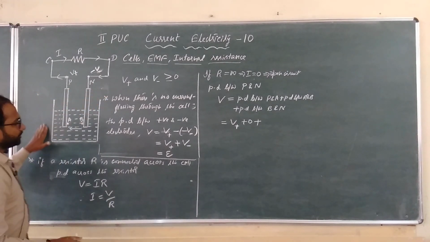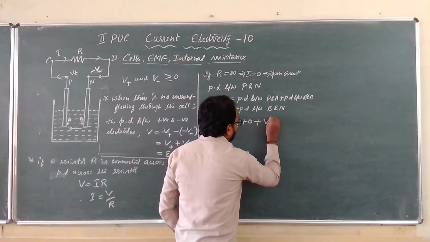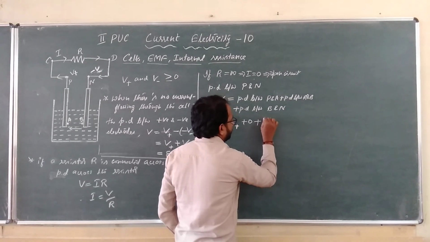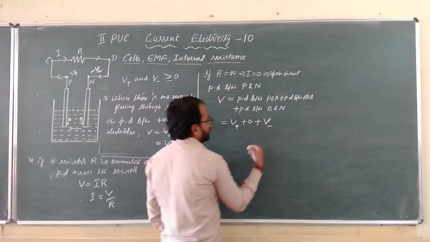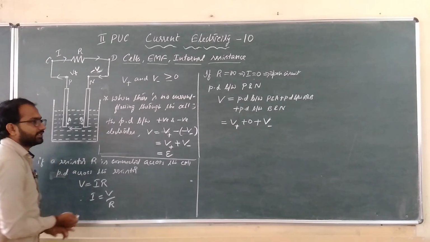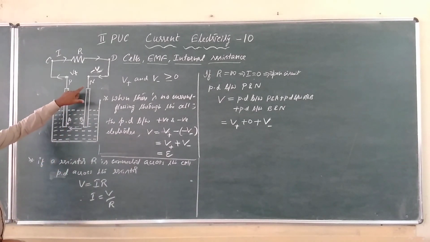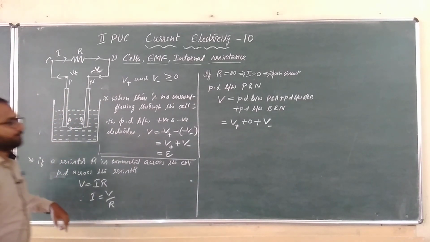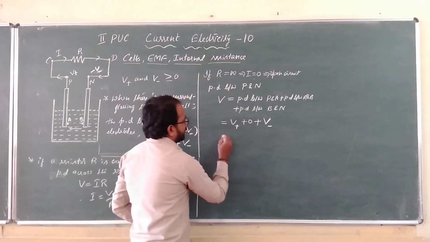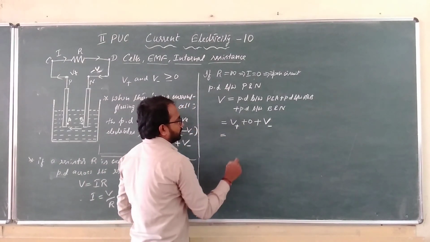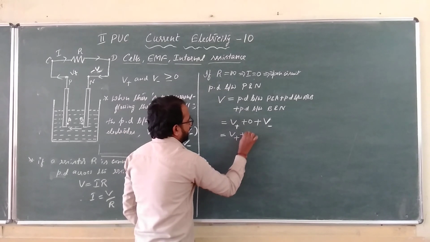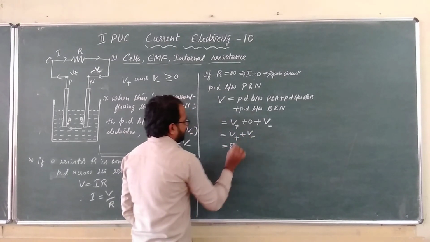So therefore it is V minus. Here the minus sign indicates that you are measuring the potential with respect to the negative electrode, therefore we put a minus sign here. So V plus plus V minus is nothing but the EMF of the cell.